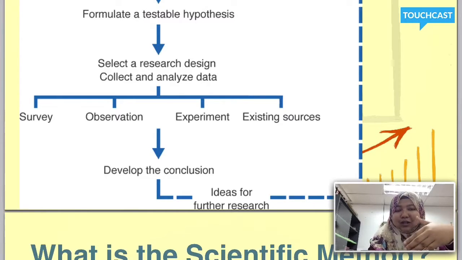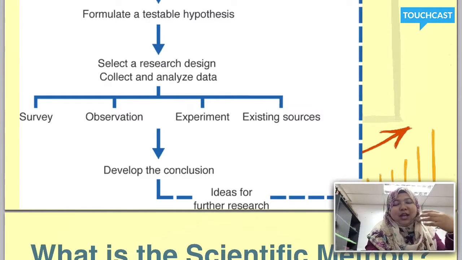Okay, so why do you need to put ideas for further research? This is so another researcher can replicate your research, or actually they can see the loop, okay, the loop that happened in your research.